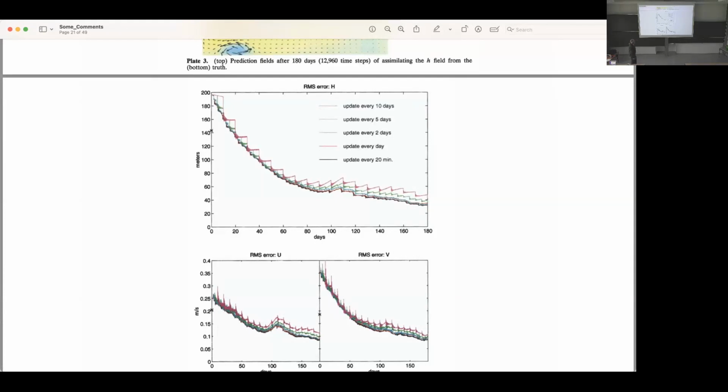And so we see a very sharp decrease in error on the timescales of 2 to 3 days. And the other thing this shows is if we update every 2 days, we get less error than just throwing all the data in every 10 days.